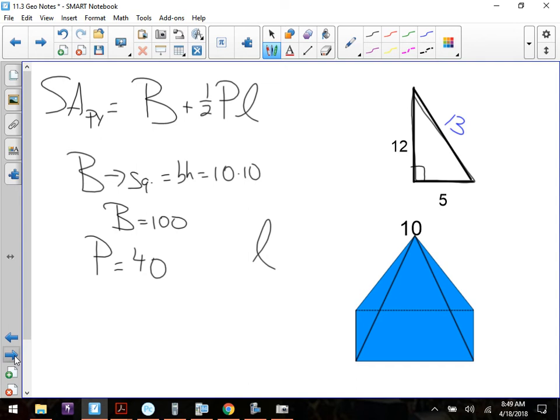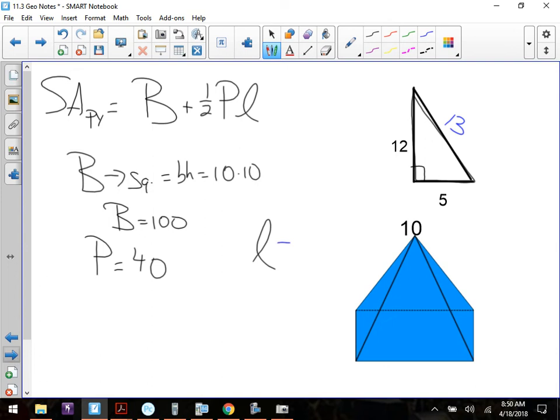I think we have to put it in the formula now. What do you mean, add? Yeah, that would be perimeter then. Your slant height is just that diagonal part. That's all it is.